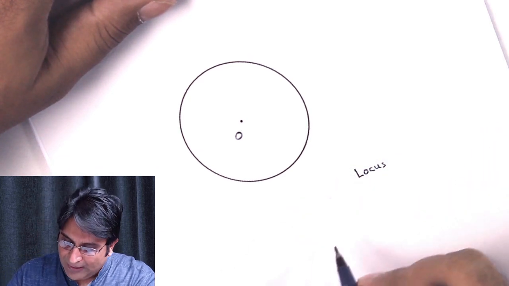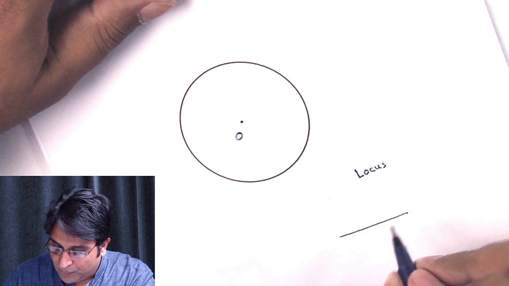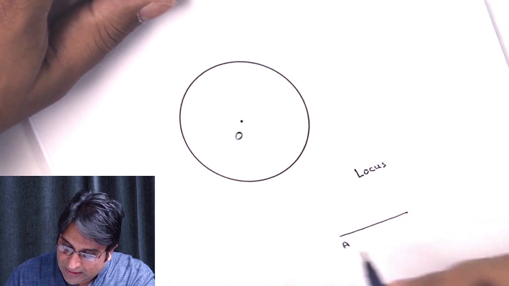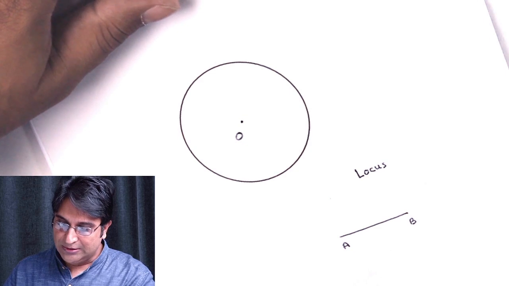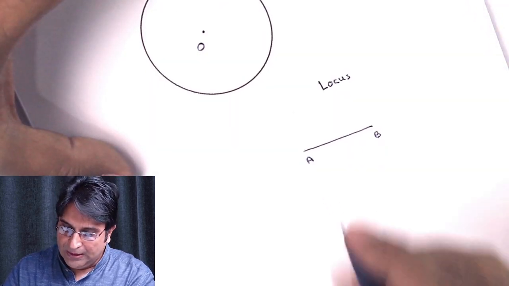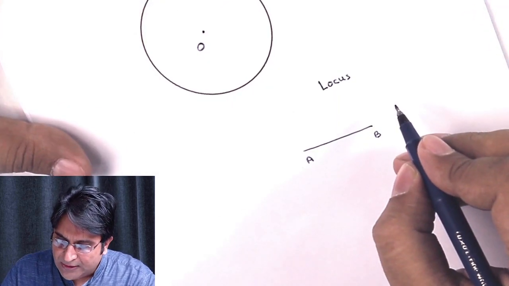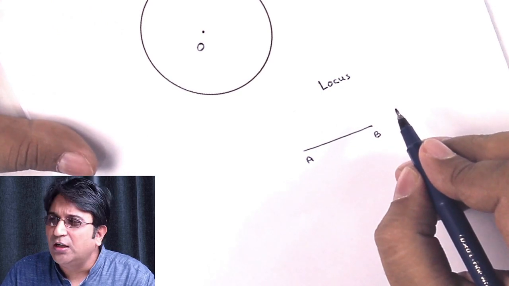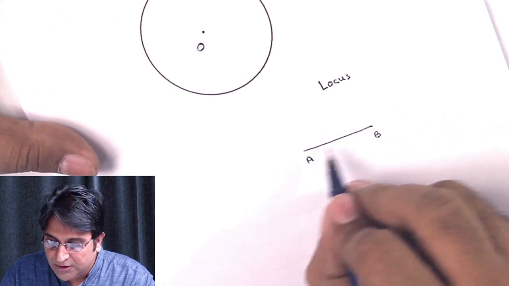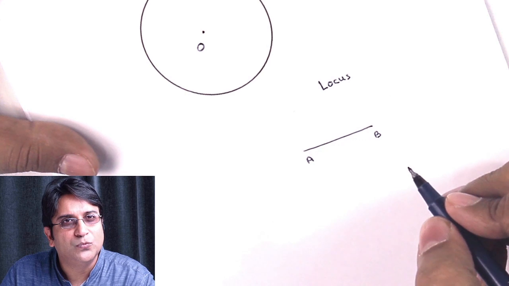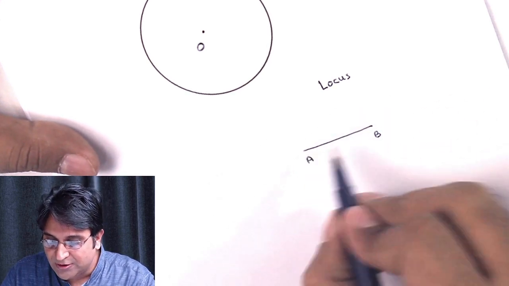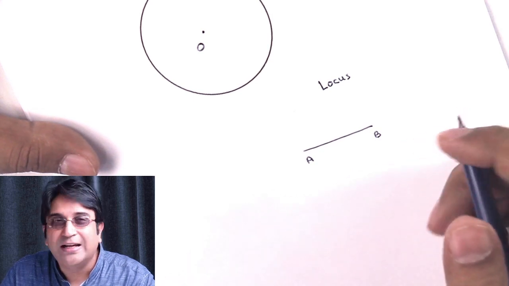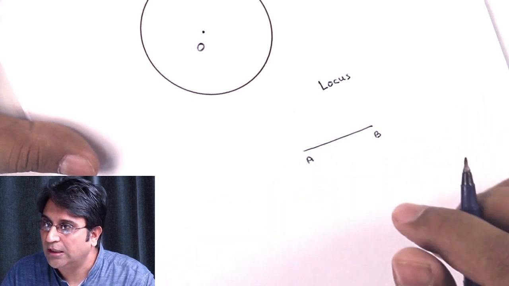So let's say I have a line here. Let's call this line A, B. Now suppose I want the set of all the points which are 1 centimeter away from this line segment. Again, strictly speaking, a line is infinite. So when it's a small finite segment we're talking about, we should call it a line segment.